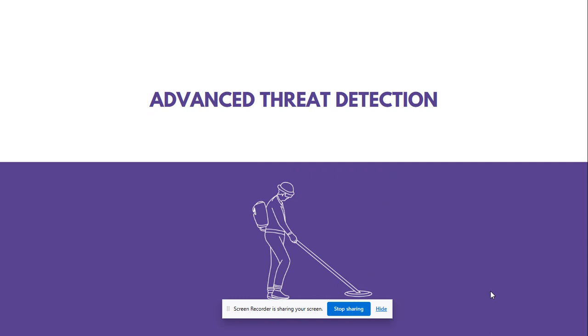QRadar employs advanced analytics and machine learning algorithms to detect potential security threats in real time. It can identify suspicious patterns, anomalies, or IOCs, indicators of compromise, that may indicate a cyber attack is underway.